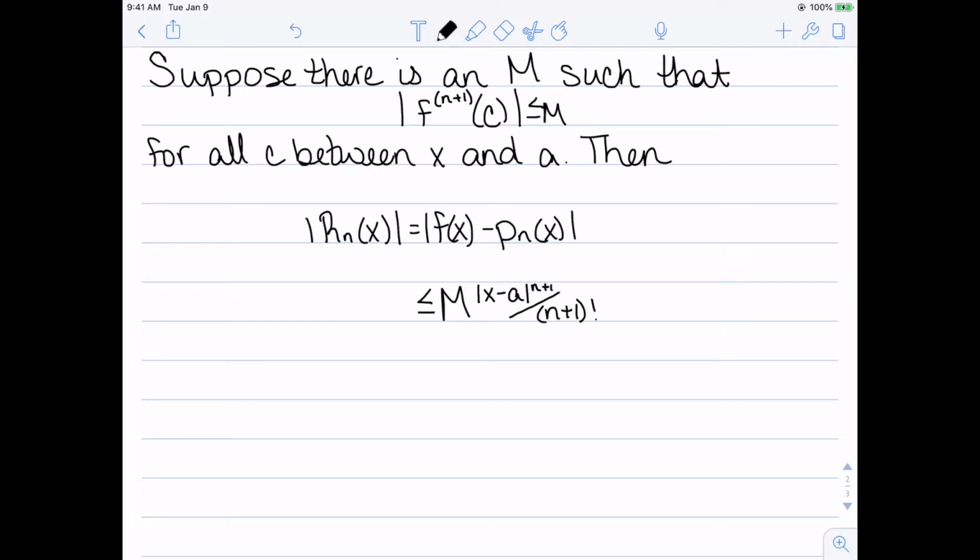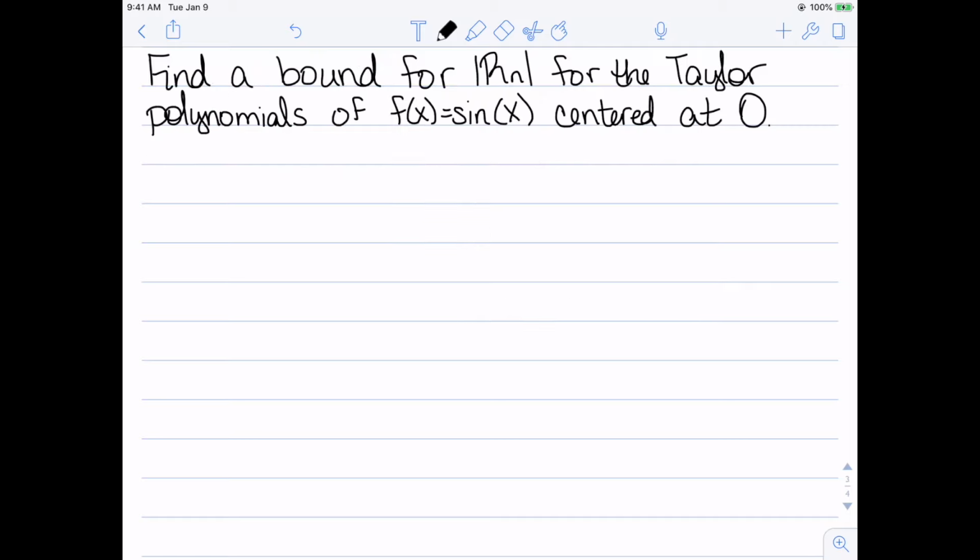So let's see if we can use this. I want to find a bound for the absolute value of the remainder for Taylor polynomials of f of x equal to sine of x centered at 0. So I'm not giving a specific value for n. I want to try to find a general formula. Well, we know that all of the derivatives of sine are either going to be plus or minus sine or plus or minus cosine. And we're centering them at 0. So sine of 0 is 0, and cosine of 0 is 1. So all of these derivatives are either going to be 0, 1, or negative 1.